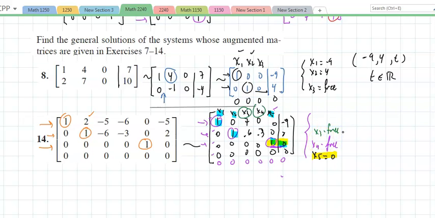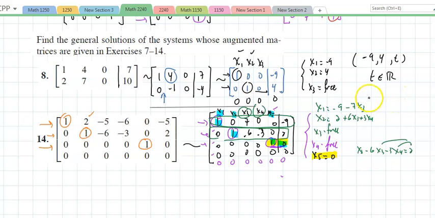Cool? Now, isn't that the equation for x sub 2? Doesn't that say x sub 2 minus 6x sub 3 minus 3x sub 4 equals 2? So if you move those over, wouldn't you say that is 2 plus 6x sub 3 plus 3x sub 4? And similarly, if I take x sub 1, I should write that as negative 9 minus 7x sub 3, and that would be the actual solution.